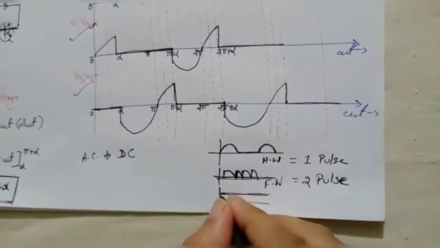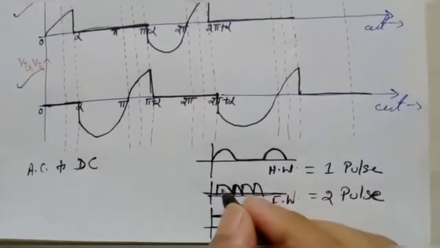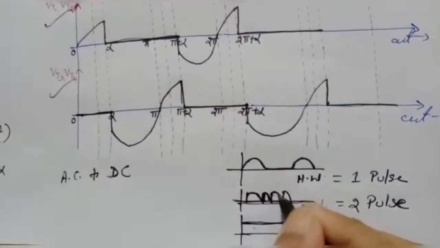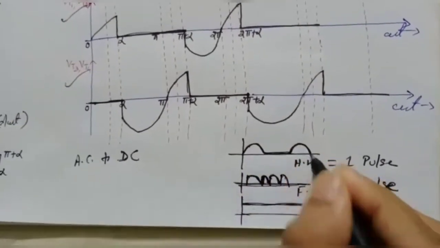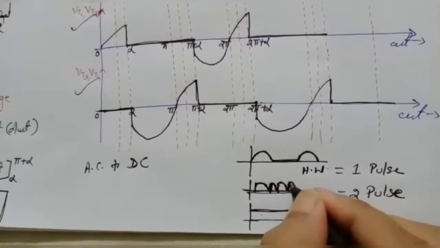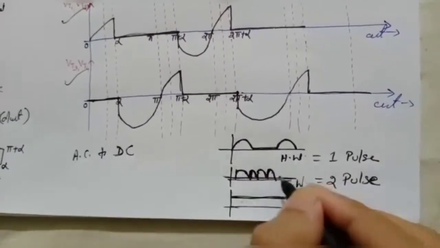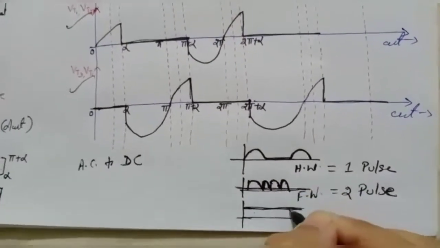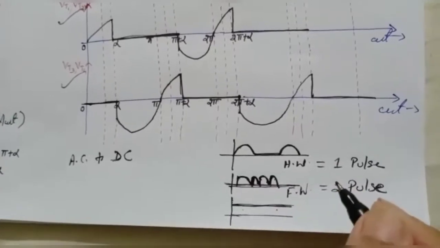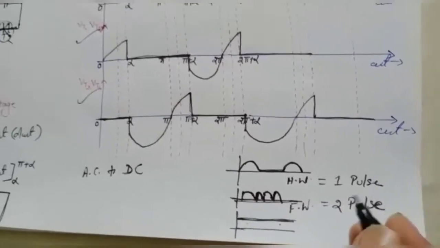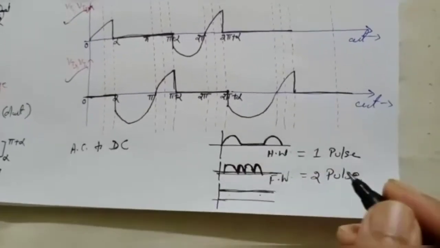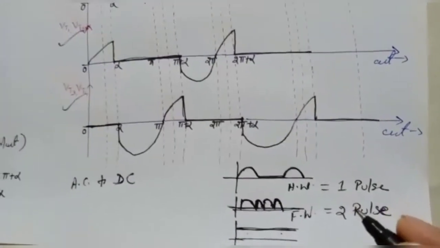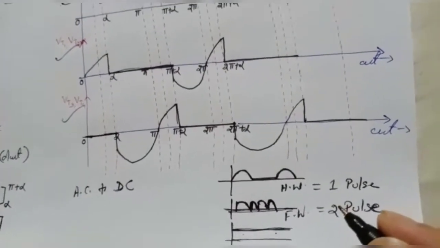But our aim is to convert AC into pure DC. The waveform we are getting here is pulsating DC. So we have to use filter circuits for converting this pulsating DC into pure DC. Here, if we increase the number of output pulses, it will convert towards more DC.